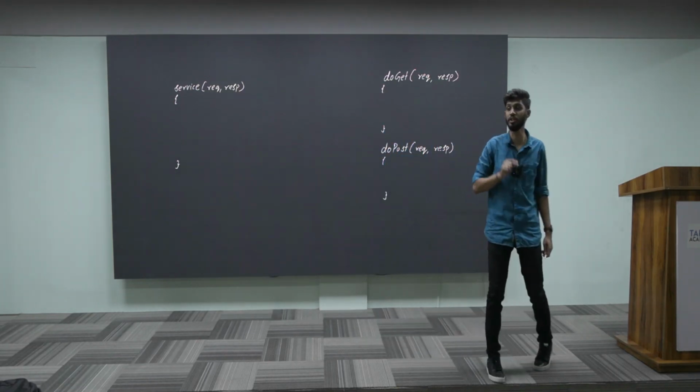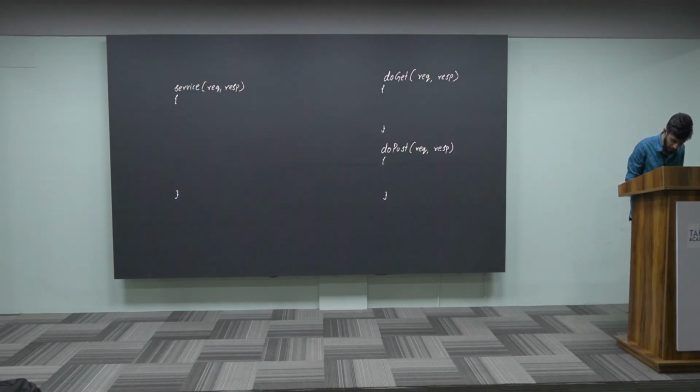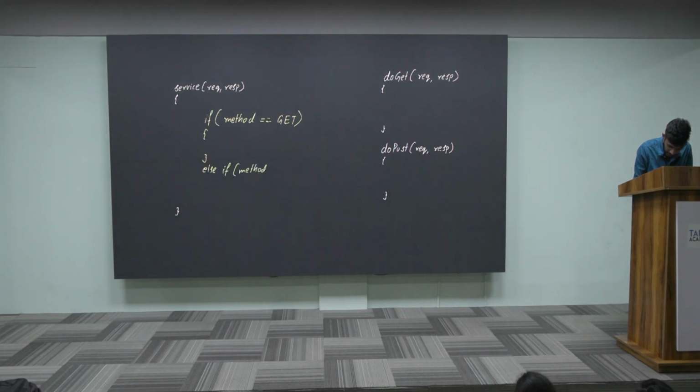Now, what is the code present inside the parent class? Inside the parent class service method, there is one if-else condition. The if condition is like this: it will check whether the method is equal to get. If it is equal to get, then it will call a certain method. Else, again it will check if the method is equal to post. If the method is equal to post, then it will call another method.